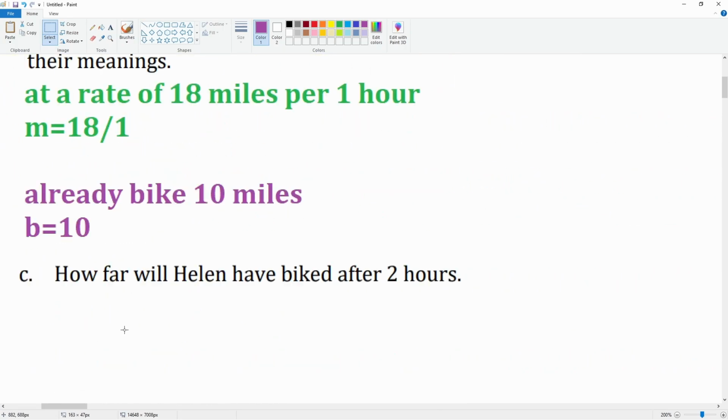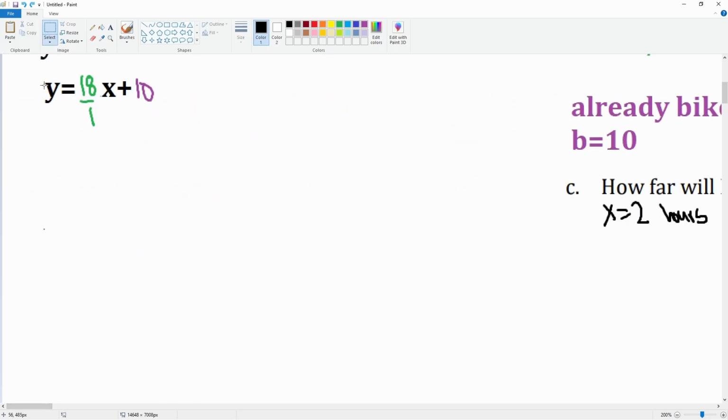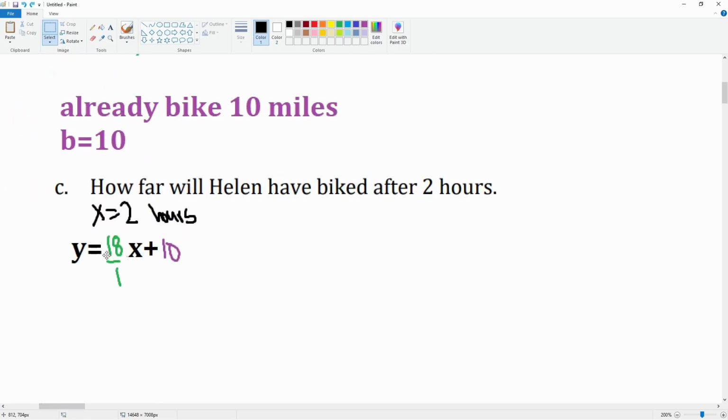Now let's take a look here. What does it mean for it to bike after 2 hours? It means x is equal to 2 hours. Here's the equation from before, and we want to make sure we grab the equation where we have the slope and the y-intercept already. So we want to substitute in here 2.